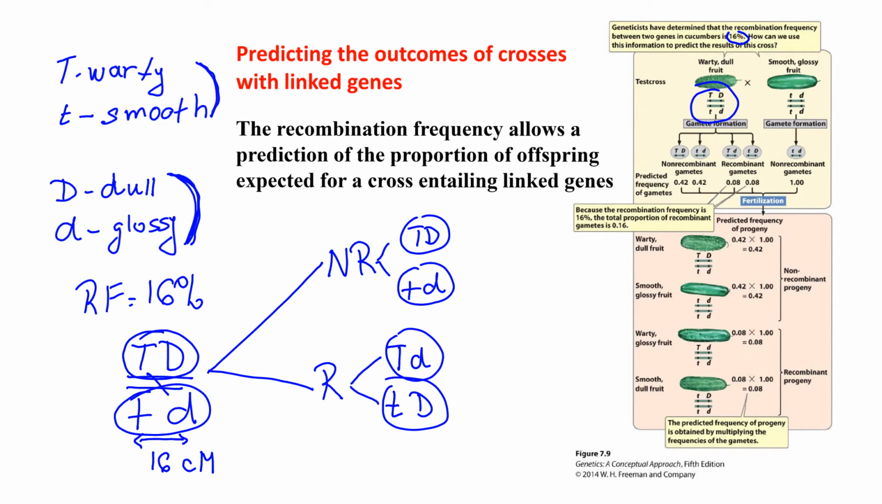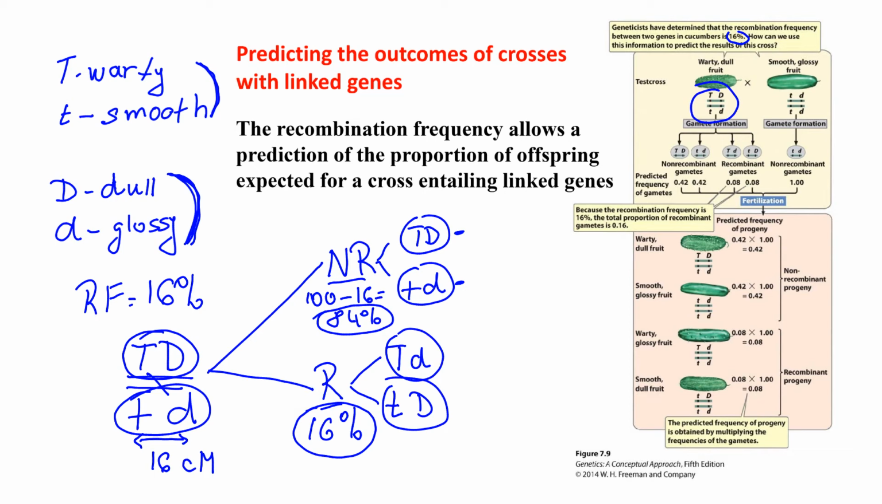Now, you know that the distance between these two genes is 16 centimorgan and the recombination frequency is 16%. So you will have 16% recombinant gametes, meaning when you do a test cross, 16% of progeny will be recombinant. And non-recombinant is, of course, 100% minus 16, which gives you 84%. 84% of gametes will be non-recombinant. However, you have two kinds of gametes, and both together form 84%. So the probability that this individual plant will form a gamete with both dominant alleles will be half of the non-recombinant frequency, so it would be 42%. The same for the second one.